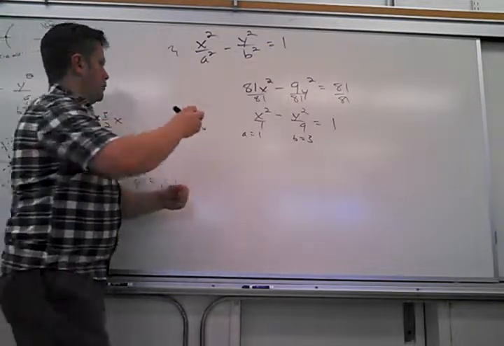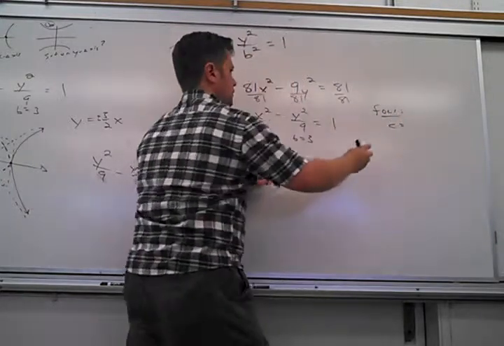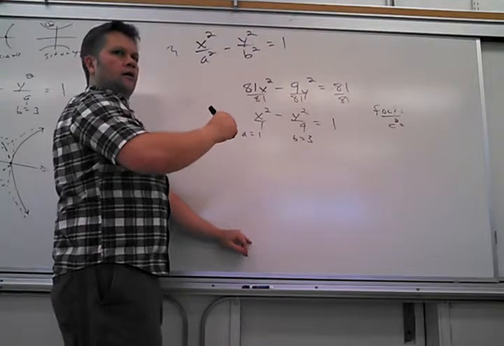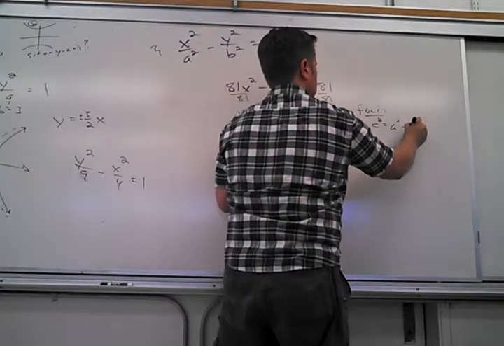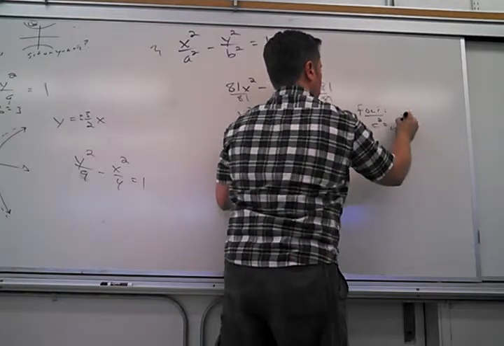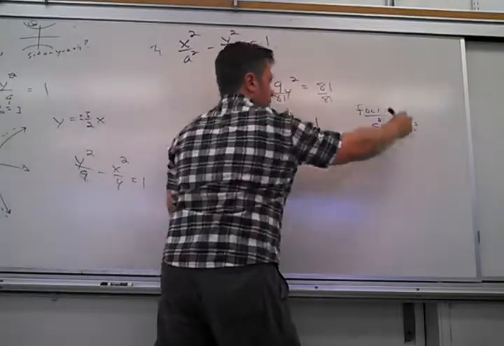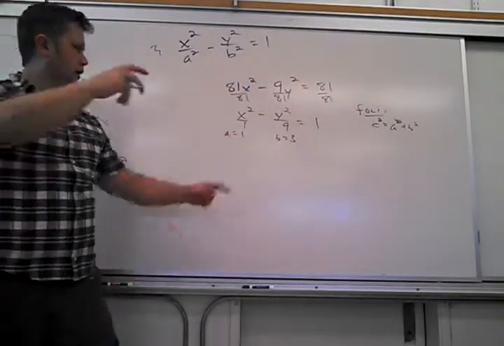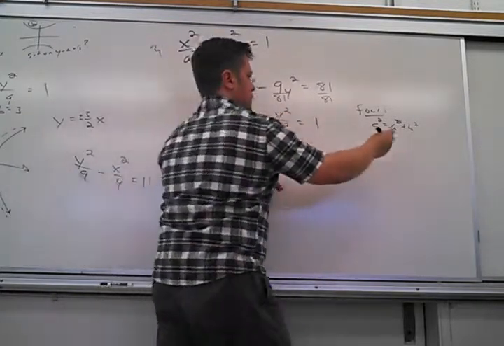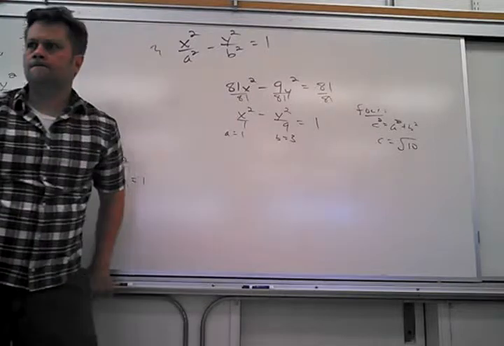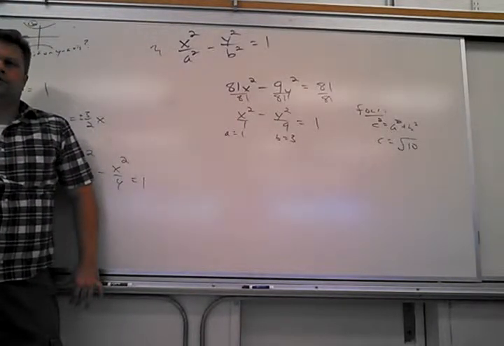One thing I didn't do over there is, what are the foci? What's C going to be? C squared would equal 9 minus 1, 7, root 7. No, that would be A squared plus B squared. So when you're dealing with hyperbolas, they have a minus here, so they have a plus there. Ellipses have a plus here, they would have a minus there. That's the way to remember. So it would be the square root of 9 plus 1, square root of 10. Is that cool?